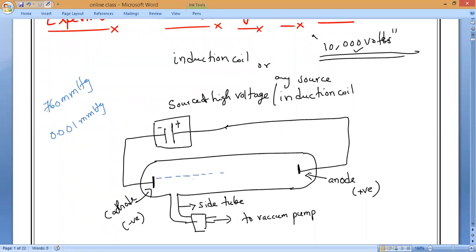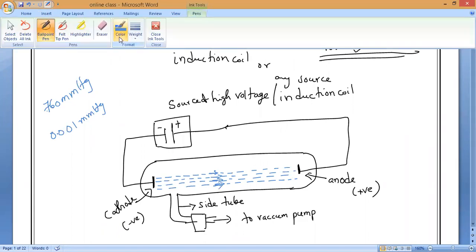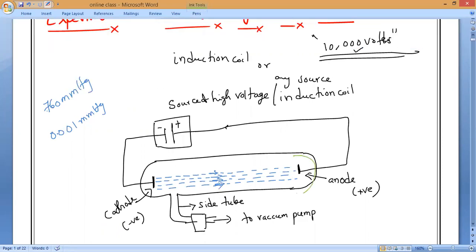So from the cathode, the invisible rays pass towards the walls opposite the cathode. Due to the collision of these invisible rays on the walls of the tube, the wall opposite the cathode appears to be what color? Faint green. So that is what happens. Please make everything clear. Anything doubt, anyone can ask.